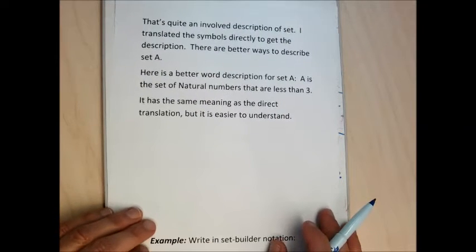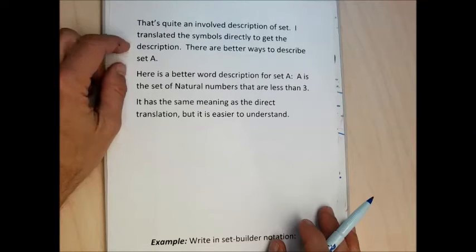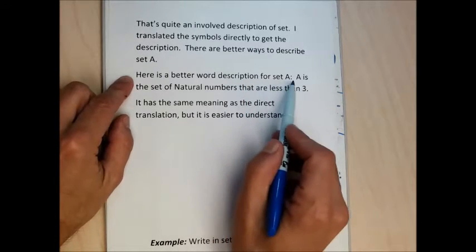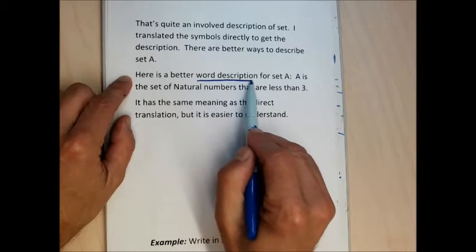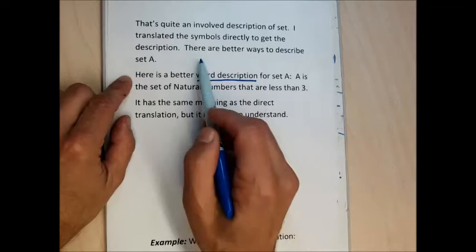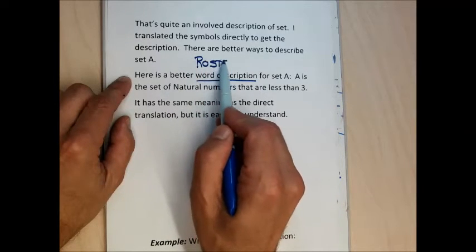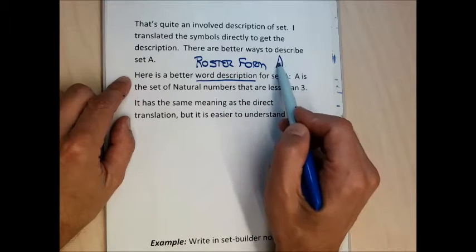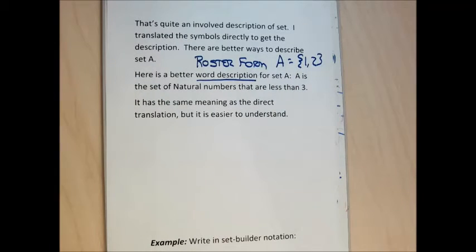So on the next page, I started saying that's quite an involved description of the set. I translated the symbols directly to get the description. There are better ways to describe the set A. Here is a better word description for set A: A is a set of natural numbers that are less than 3. I like word descriptions much better than set builder notation, but I like roster form even better. And I already wrote the roster form for set A. The roster form for set A is that A contains the elements 1 and 2. But all of these are exactly the same sets.